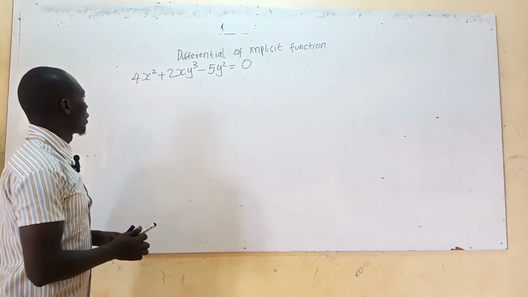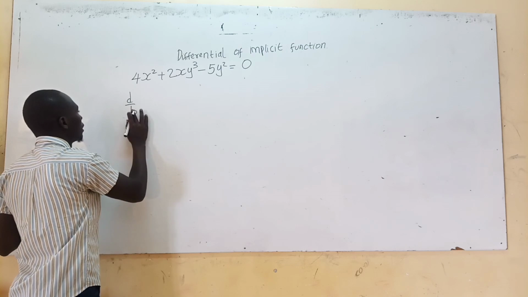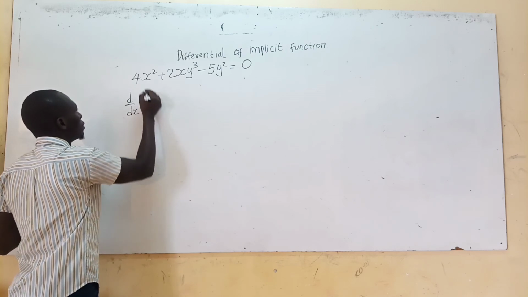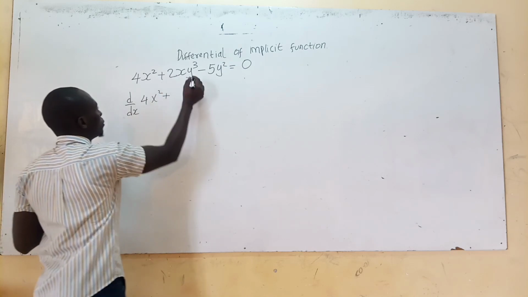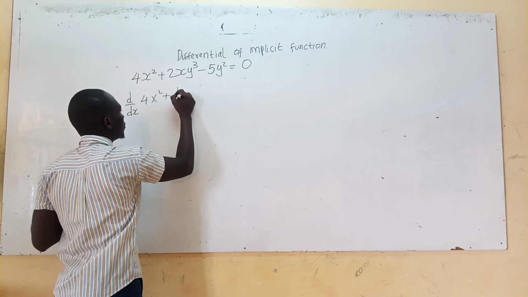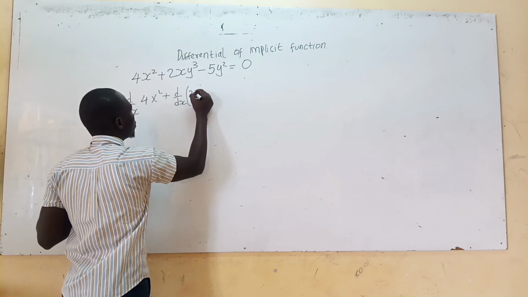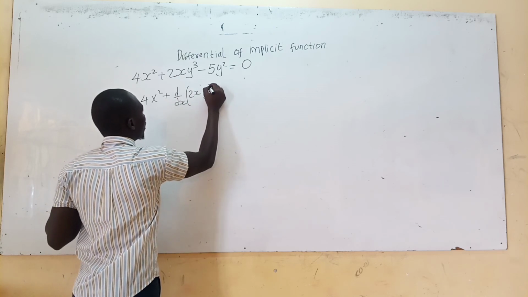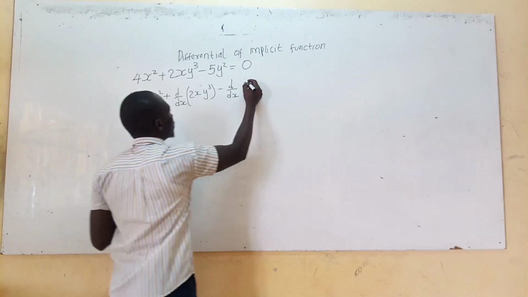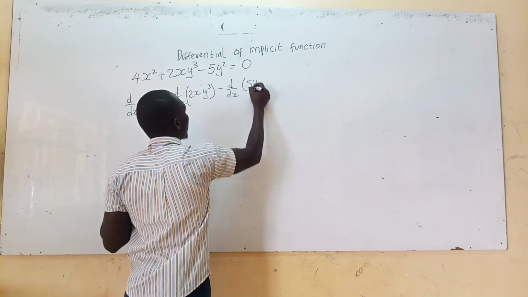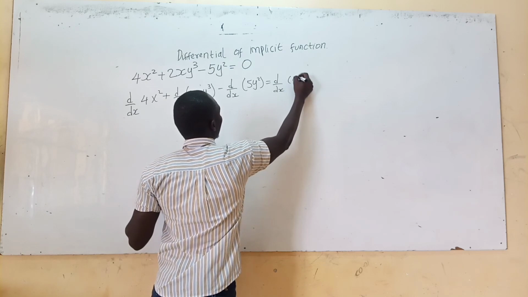So, for example, this one, we know that here we are going to have d with respect to dx. The differential of this one with respect to that, we add to the whole of this one, we are going to have d with respect to dx of 2x y cubed minus d with respect to dx of 5y squared is equal to d with respect to dx of 0.